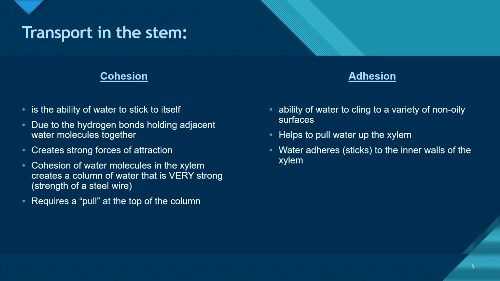Adhesion, on the other hand, is the ability of water to cling to a variety of non-oily surfaces. So this actually helps pull water up the xylem. The water sticks to the inner walls of the xylem. So both these ways do their own thing to help carry things up the xylem.